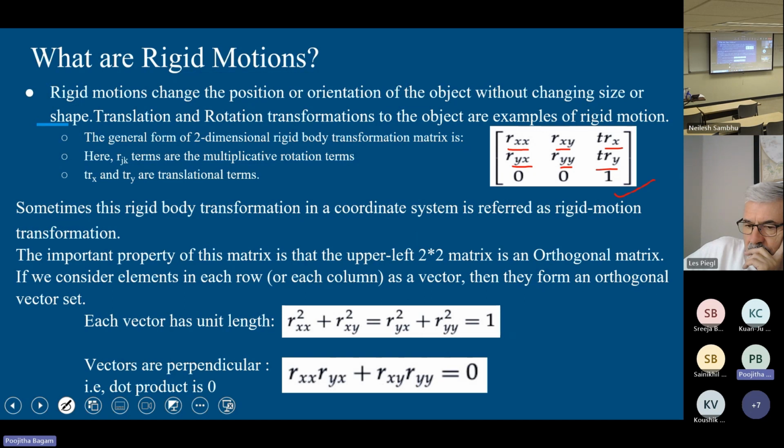The important property of this matrix is that the upper left 2 by 2 matrix is an orthogonal matrix. If we consider the elements in each row, that is Rxx and Rxy, and Ryx and Ryy, as a vector, then they form an orthogonal vector set. That is, each vector has unit length and the vectors are perpendicular, that is, the dot product is 0, as represented here.